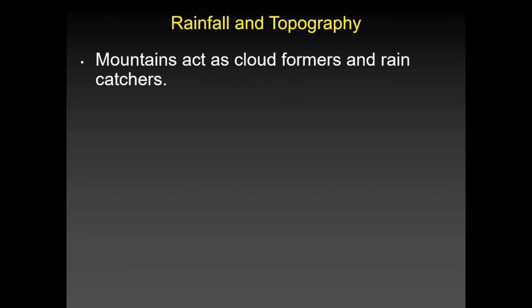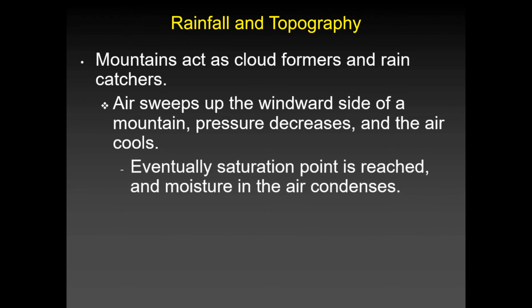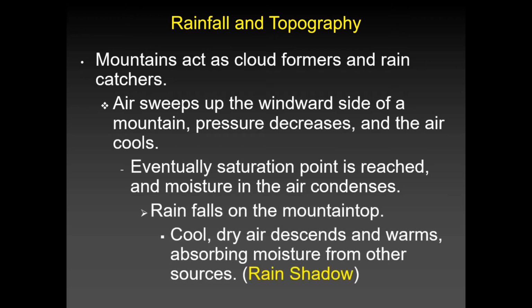So mountains act as cloud formers and rain catchers. You'll sometimes hear about the California winds. This is the same exact thing. These winds bounce off of the mountains, causing air movement. So wind sweeps up the windward side of a mountain, pressure decreases, and the air cools. Eventually, the saturation point is reached and moisture in the air condenses, and rain falls on top of the mountains. Cool, dry air descends and warms, absorbing moisture from other sources. This is called a rain shadow.